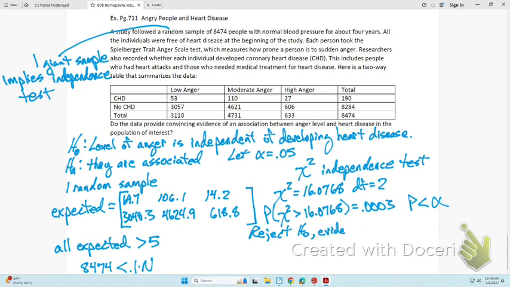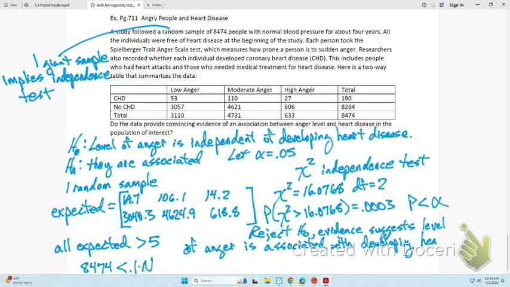Evidence suggests level of anger is associated with developing heart disease.